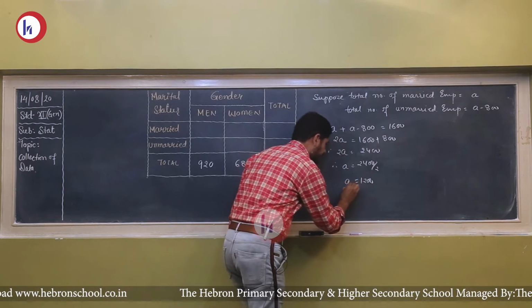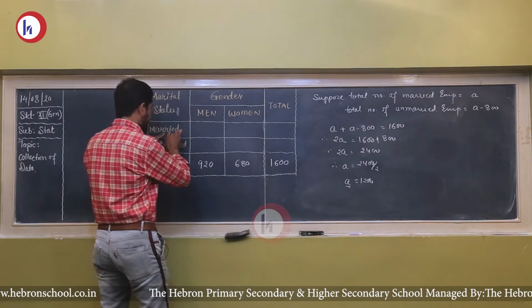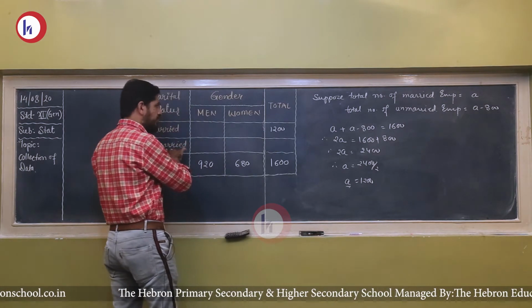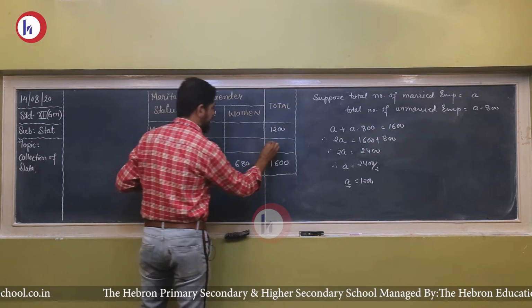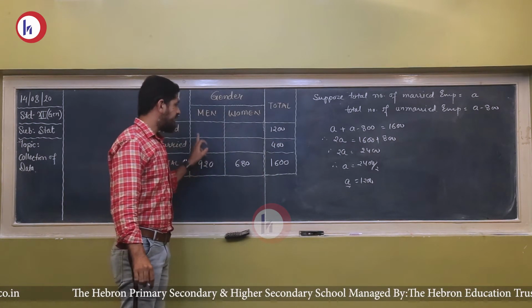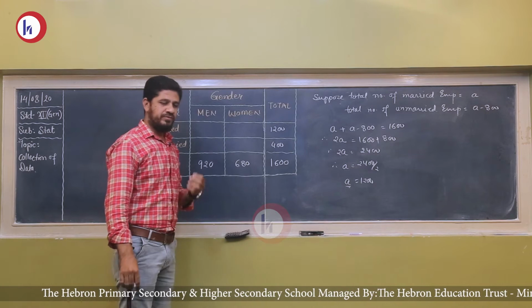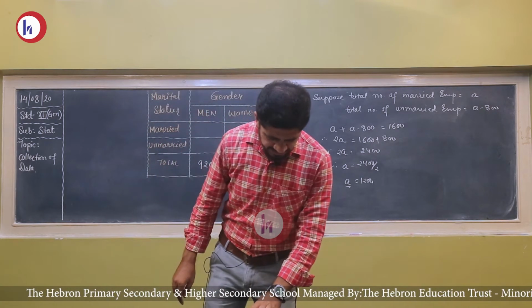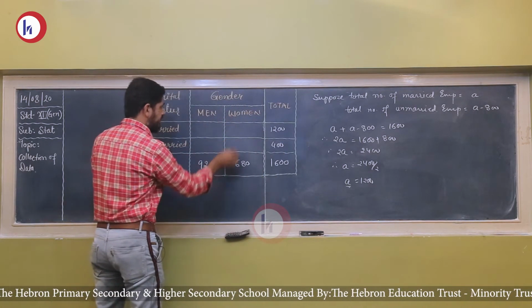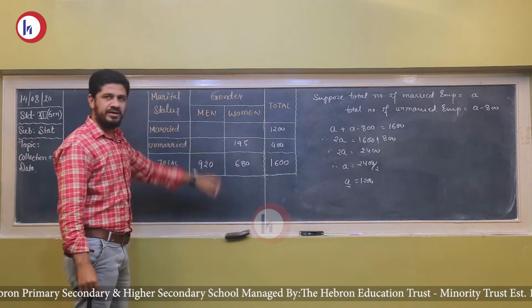So it is the value of A. And what is A? A is the total number of married employees. So the total number of married employees is 1200. Now the unmarried employees are 800 less than married, so it will be 400. Now students, if we have any one amount from this block, we can find the remaining amount with our logic. Let's read. The number of unmarried women are 195. So we can find the remaining value by our logic.